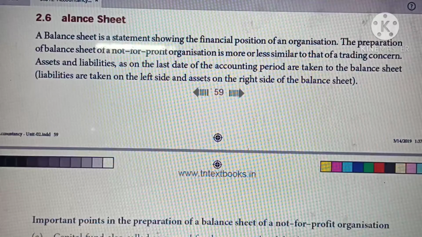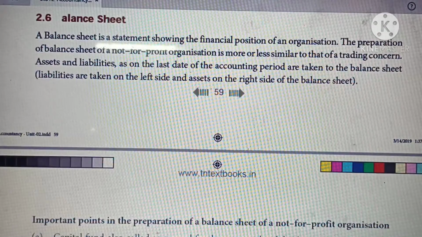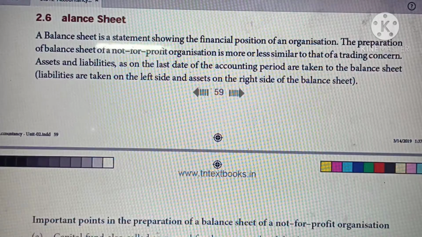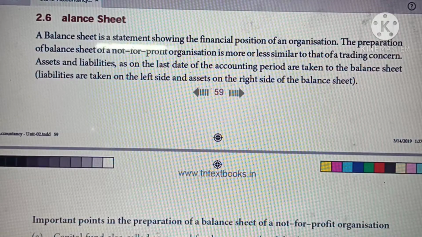Trading concern balance sheet and not-for-profit organization balance sheet are more or less similar. There are some slight differences between them that we are going to learn in this chapter. All the assets and liabilities on the last date of the accounting period are taken to the balance sheet. Liabilities are shown on the left hand side. Assets are shown on the right hand side.